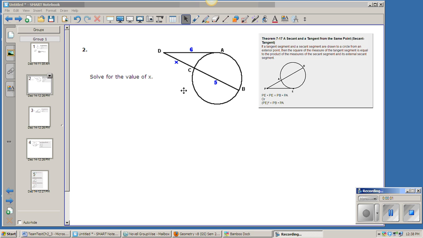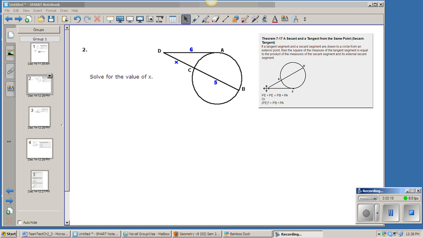Okay, and for problem number 4, I would use theorem 717 because it's the same, circle with a secant and tangent from the same point. But the point here is D instead of P. But otherwise, it transfers just the same.